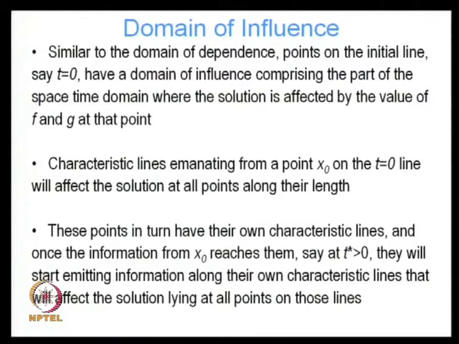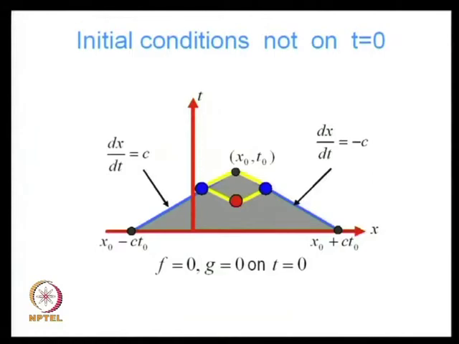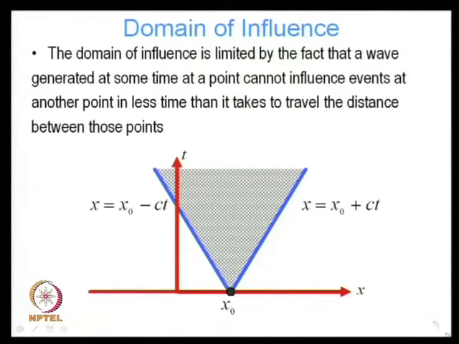So, similar to the domain of dependence, points on the initial line, say t is equal to 0, have a domain of influence comprising the part of the space time domain where the solution is affected by the value of f and g at the point. So, this is the domain of dependence of x0 t0. Similarly, for points on the t is equal to 0 line, I have what is known as a domain of influence. Whatever be the initial condition at x0, it can only affect this part of my space time domain that is shown in the shaded region. It is not going to affect any part outside this region.